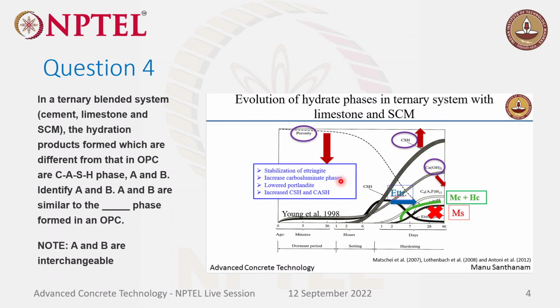When the availability of sulfate decreases, there is a conversion from ettringite to monosulfate in the OPC system. Since we have additional carbonate and aluminate in this system, it forms carboaluminate phases. So the conversion of ettringite to monosulfate is stopped to a certain extent in this ternary blended system, with cement, limestone and the metakaolin.